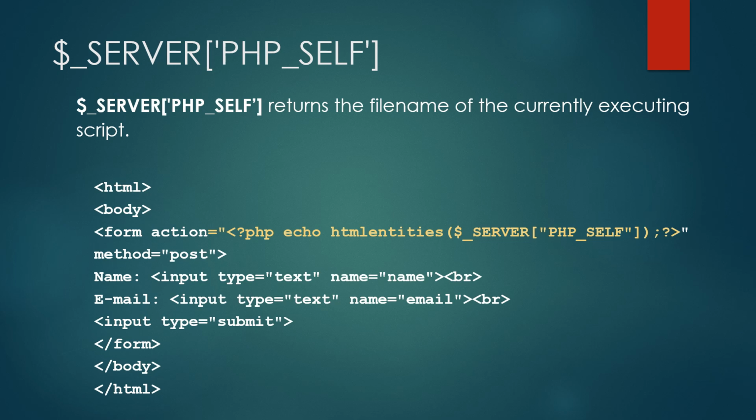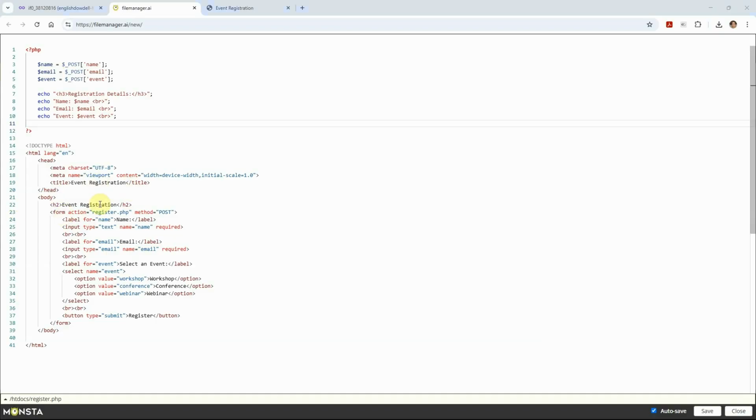So here, the HTML entities function encodes all the characters which have an entity equivalent. This is going to prevent malicious JavaScript code from being executed unintentionally by the web browser. So what we're going to do is replace the action value in our existing code with this PHP script. Okay, so let's go ahead and we're going to replace this value with the PHP self.